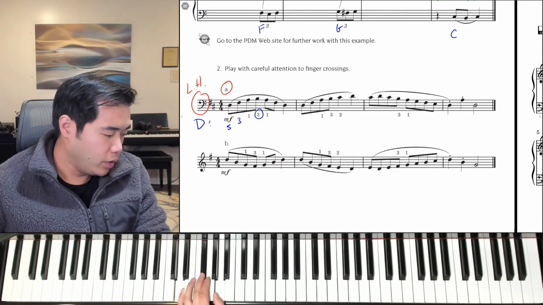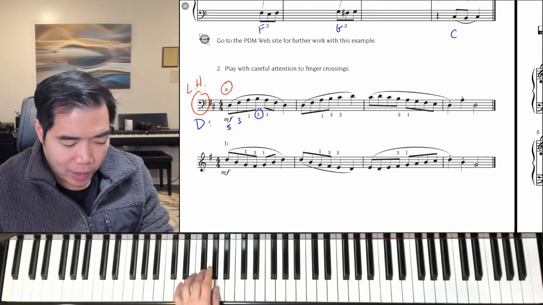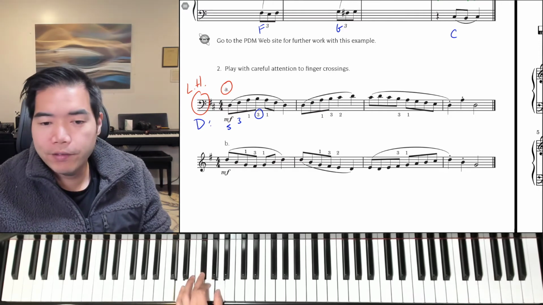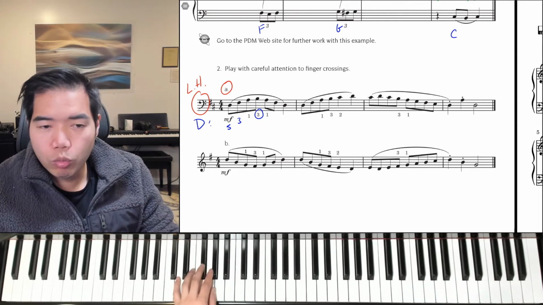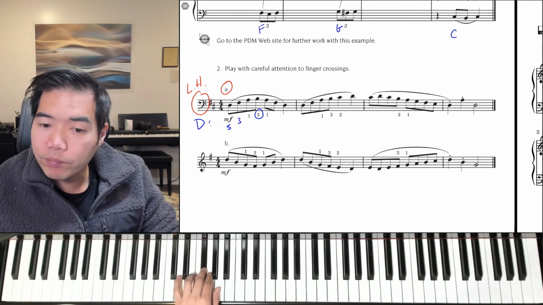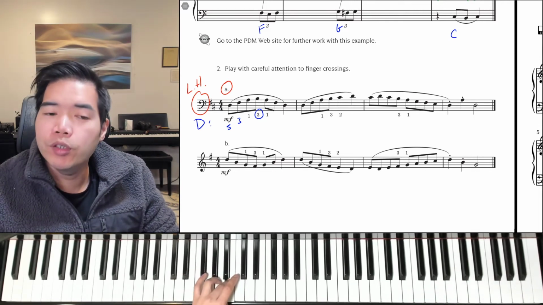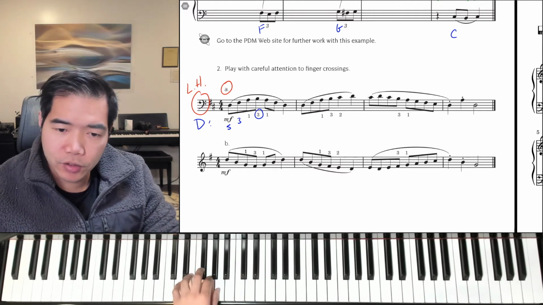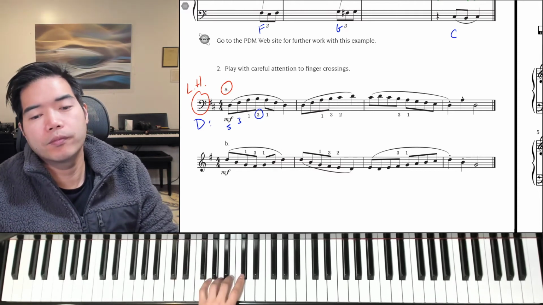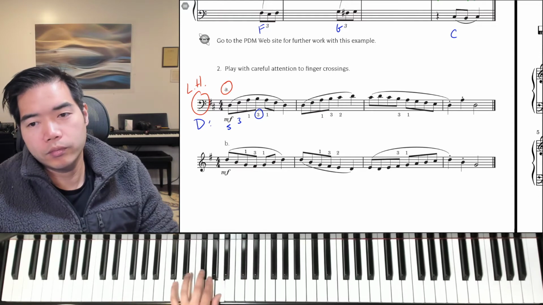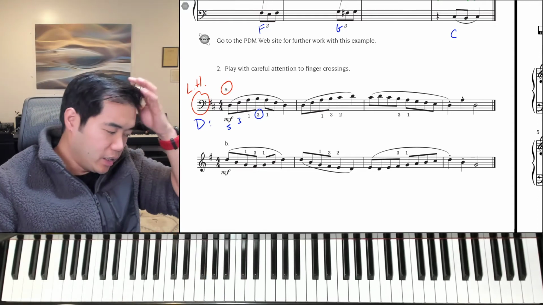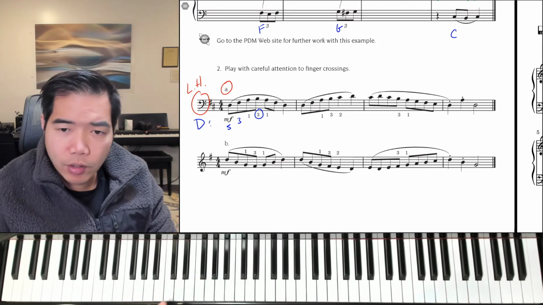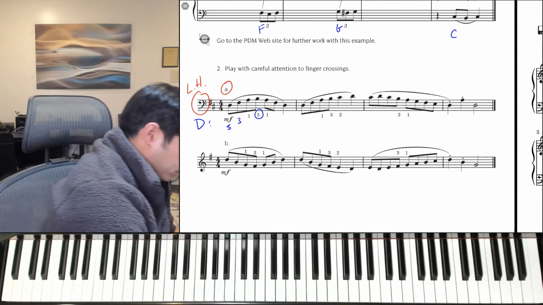So notice how it's outlining a D major triad. 5, 3, 1, and then you're going to cross over to third finger on B. Well, where does that come from? It comes from your D major scale. So if you play your D major scale, then you'll be able to play this whole thing. All it's doing is skipping some notes, but it's just a D major scale.